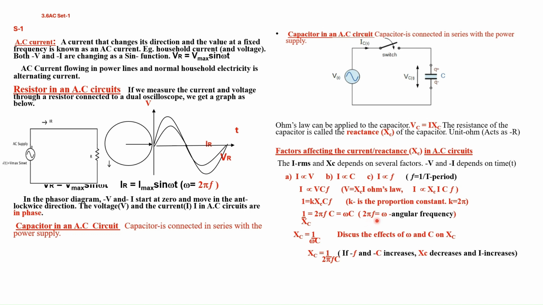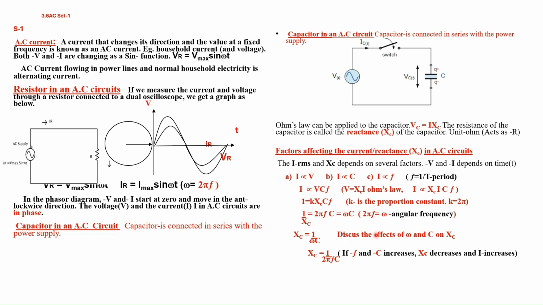It's 1 over T actually. Then 1 over T equals f. So 2 pi f is omega. We can write 2 pi f c. That means omega c. 2 pi f is omega. Therefore omega c. So 1 over Xc equals omega c. Xc equals, just turn it upside down, Xc equals 1 over omega c, and that Xc is the reactance.